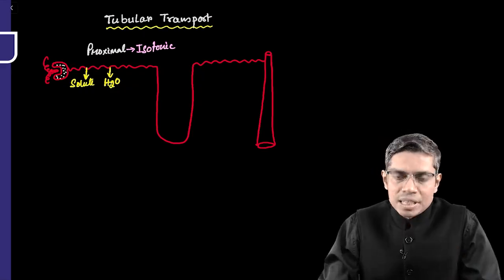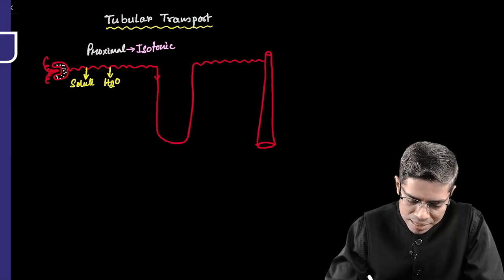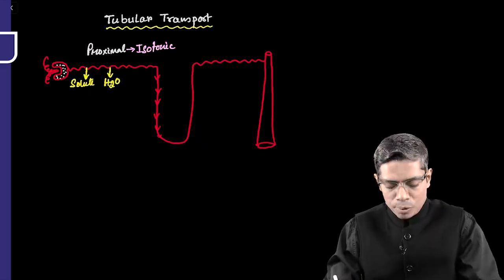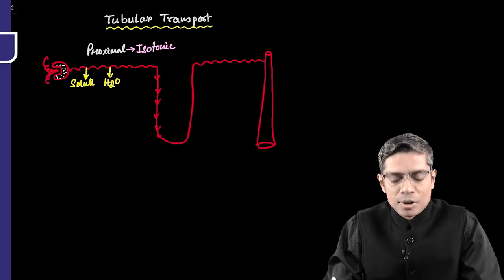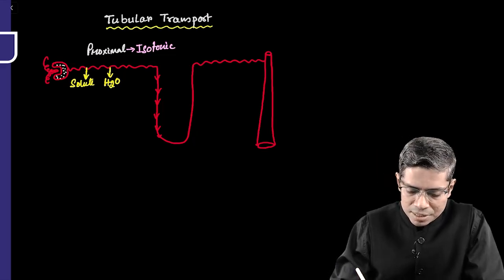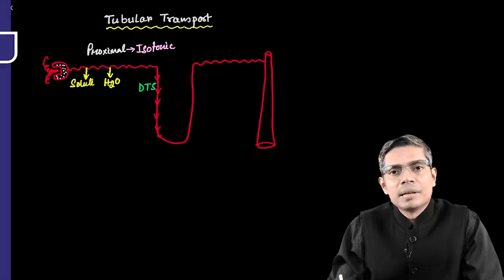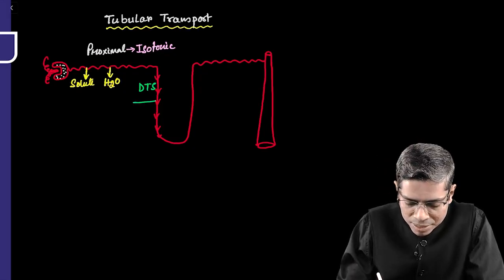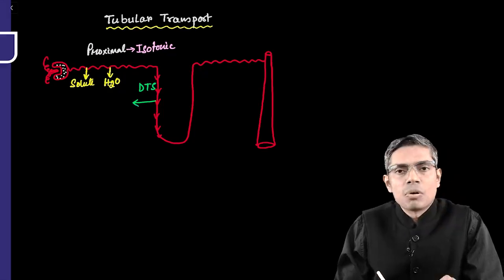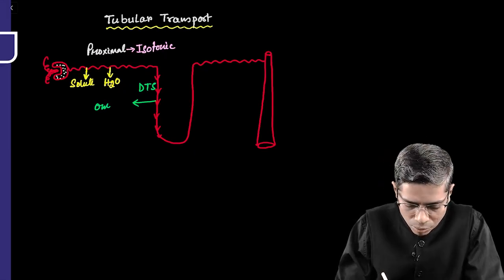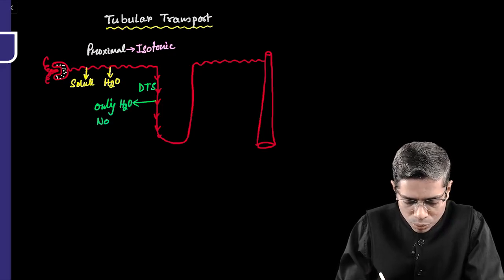Now when this isotonic urine is going to pass through the descending limb of loop of Henle, you have to remember a special point about this segment. What is that special point? This descending thin segment of loop of Henle is impermeable to any kind of solute. So the only absorption that is possible in this segment is water. So I am writing here, only water reabsorption is possible here, but no solute reabsorption is possible.